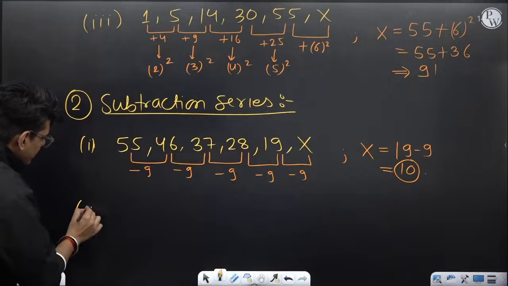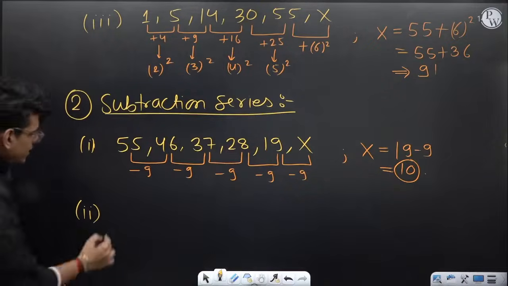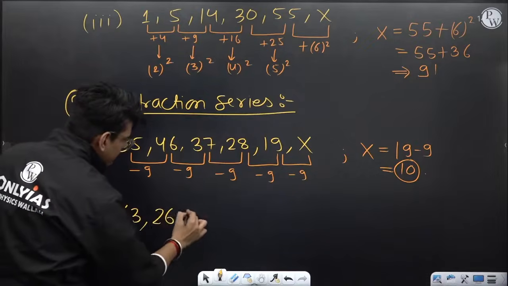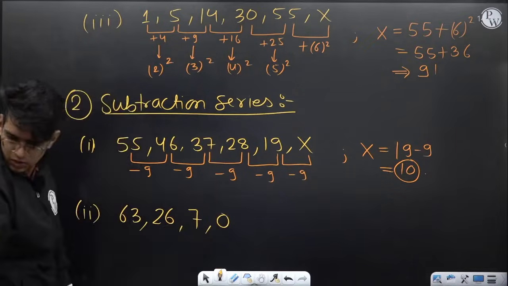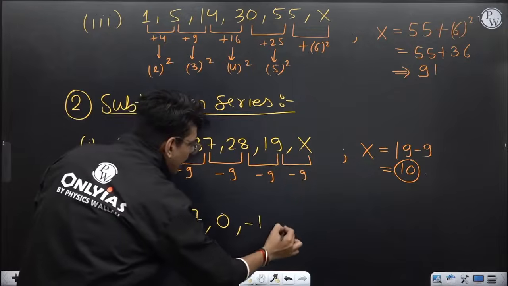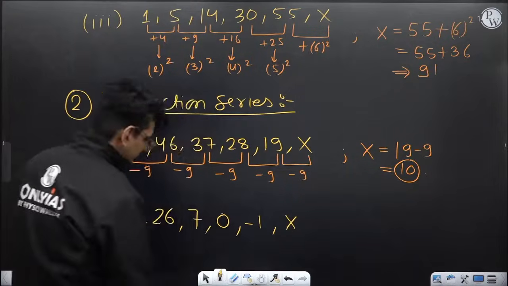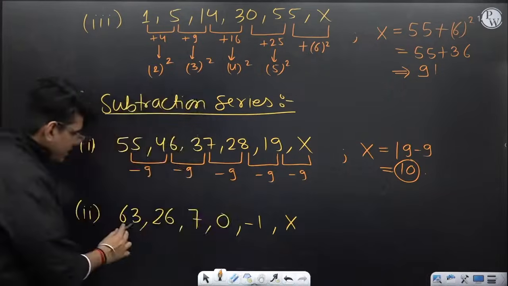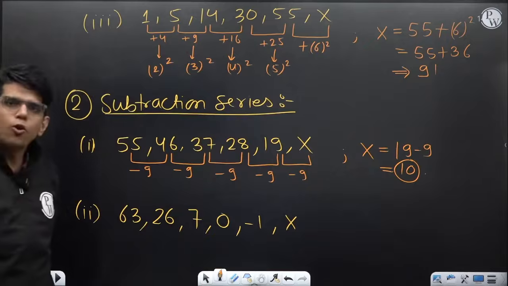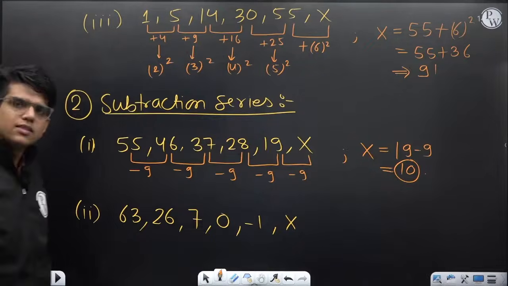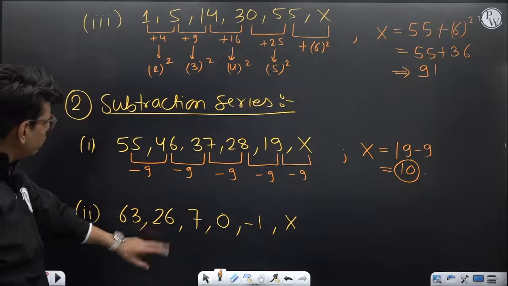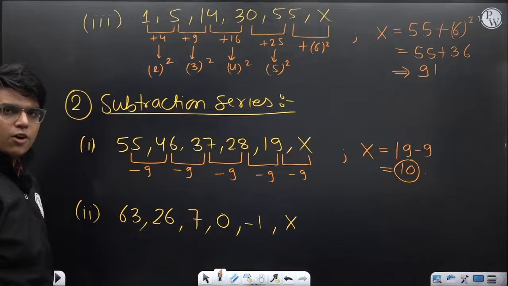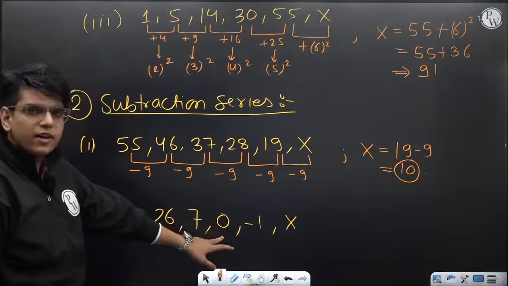Similarly, another example can be, suppose the series given to us is 63, then 26, then 7, then 0, then minus 1, and it is asked what is the value of x, right? So if you see, 63 is closer to 4 cube. 4 fours are 16, 16 fours are 64. Similarly, 27 is the cube of 3. 7 is near the cube of 2. This is near the cube of 1, and the difference is 1.